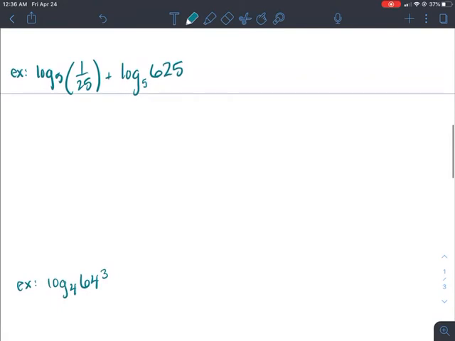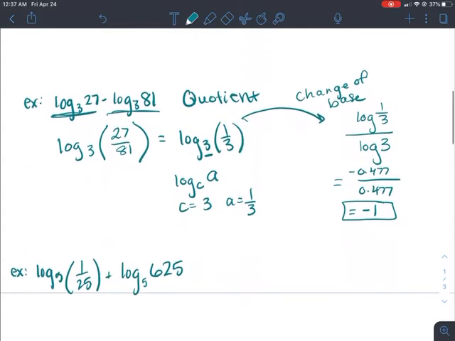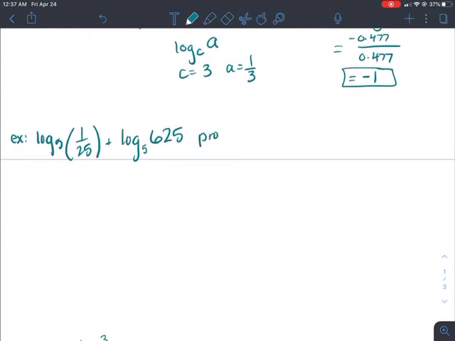This is log base 5 of 1/25 plus log base 5 of 625. We're going to go back up to my properties and see which one it looks like, and this one looks like the product property. So we're going to combine these: log base 5 of 1/25 times 625.